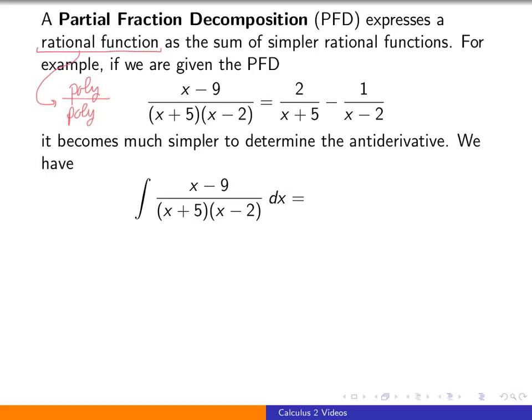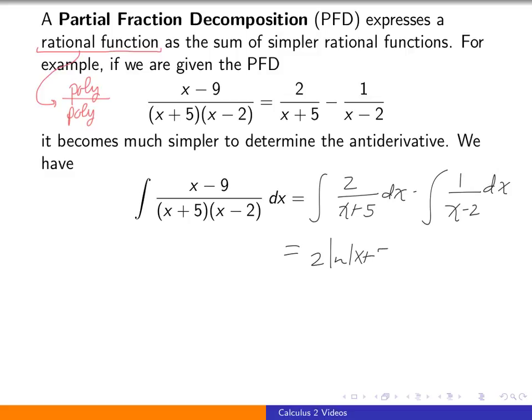But a partial fraction decomposition allows us to take a rational function and break it up in terms of simpler rational functions that are easier for us to integrate. And if we were to have this partial fraction decomposition to start, we could very efficiently evaluate this antiderivative. We would have the antiderivative of 2 over x plus 5 minus the antiderivative of 1 over x minus 2. The first antiderivative would be 2 ln absolute value x plus 5, and the second one would be the natural log of x minus 2.